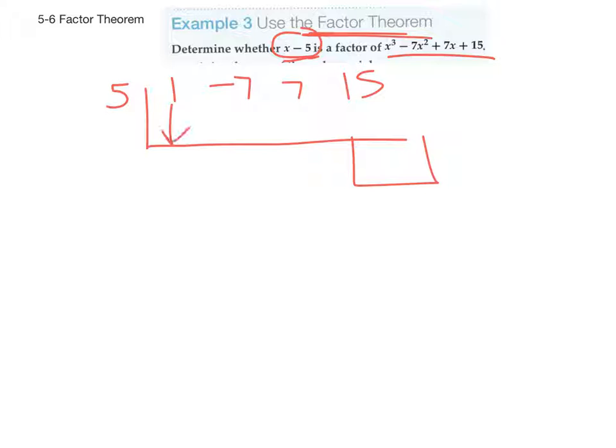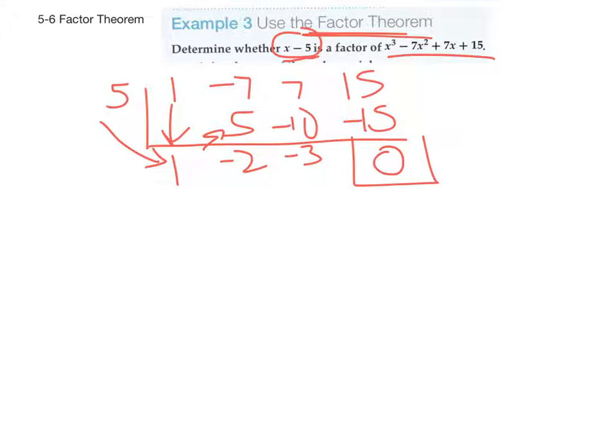So I'm going to do my synthetic. So 5 times 1 is 5. Add, I get -2. 5 times -2 gives me -10. I add, I get -3. And then when I multiply, I get -15, and when I add, I get 0.